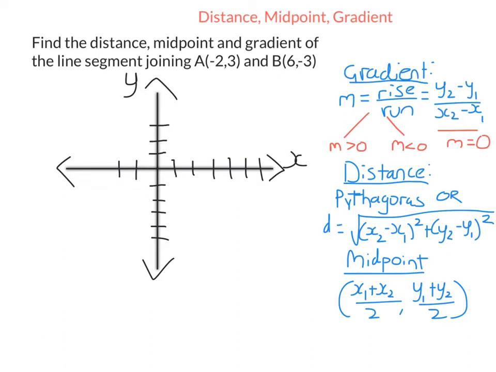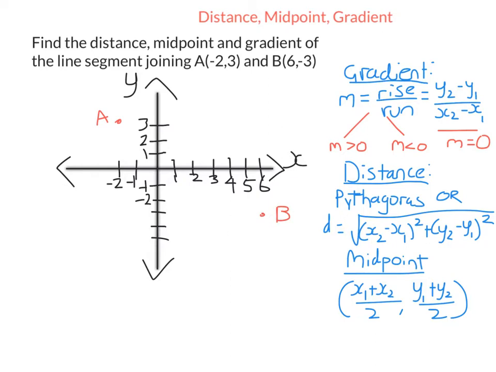Let's plot it. So A is the point minus 2, 3. So it's really important I label my axes with numbers, so then I actually know where to plot A. So A is minus 2, 3, which is up here. B is 6, minus 3, so I go across to 6 and down to minus 3. So B is there. So remember, when you're given a point in brackets like that, always x coordinate listed first.